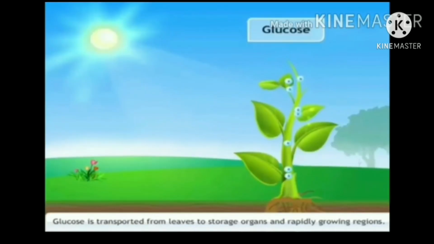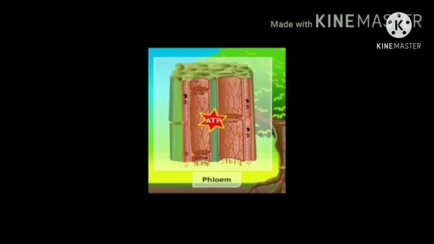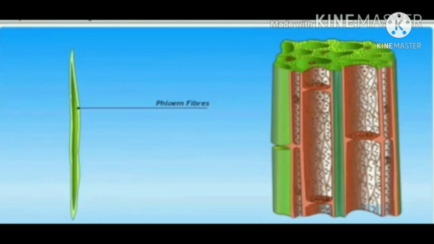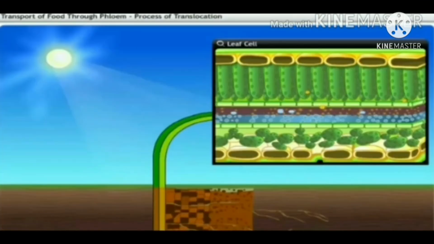Now let us study transport of food in plants. As you know, the conducting tissue which transports food is phloem. Phloem consists of sieve tubes, companion cells, phloem fiber, and phloem parenchyma. The transport of soluble products of photosynthesis is called translocation.